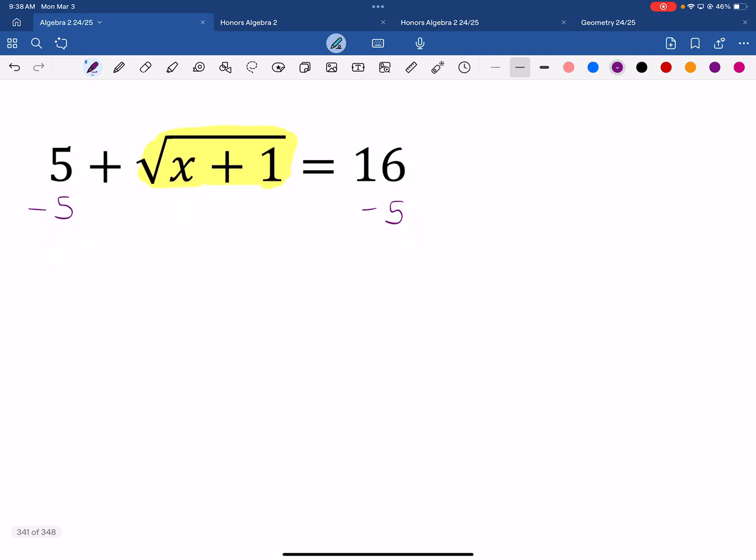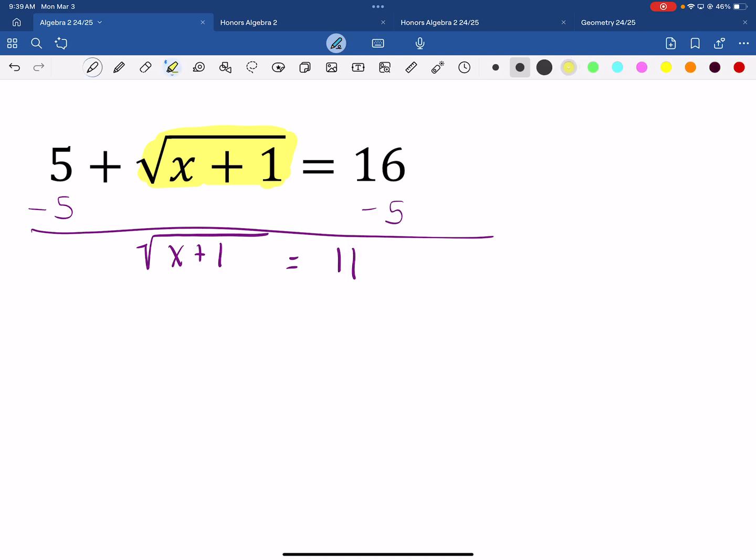Now that I've subtracted 5 from both sides of the equation, I'm left with x plus 1, the plus sign out in front of it, don't really need that anymore, is equal to 11. So I've got step 1 done. I've got my root isolated.